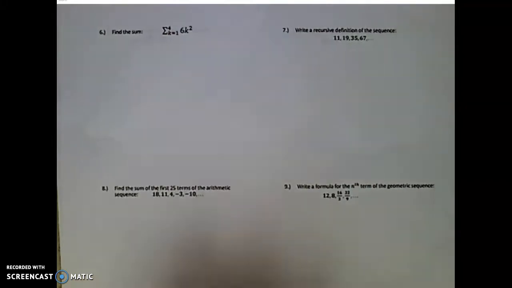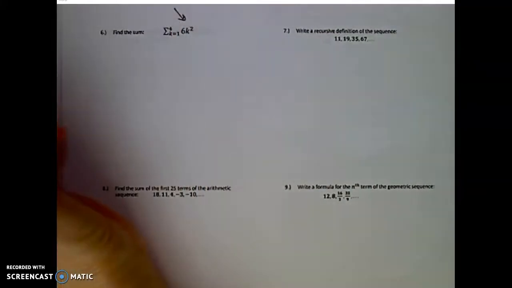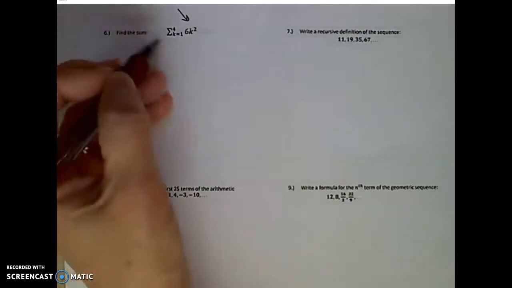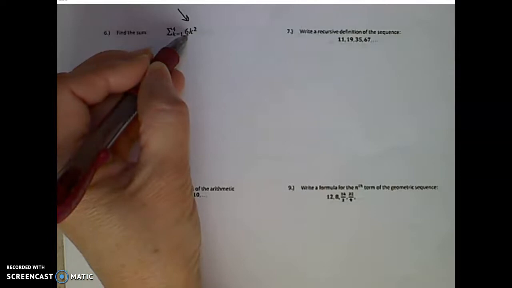Okay, let's look at number 6. This is a good one to remember some of those formulas we have, and I'm going to make a list before we end today of what formulas you should be familiar with. So this is the sum of the first 4 terms of this sequence.